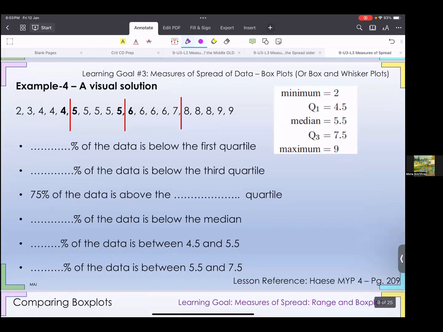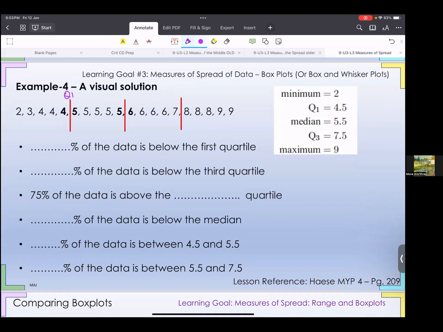Let's try this together. What percent of the data is below the first quartile? So this is the first quartile or lower quartile. That would be 25% of the data is below the lower quartile. What percent of the data is below the third quartile or the upper quartile? So this is 25, this is another 25, that's another 25, so that would be 75% of the data is below the third quartile.